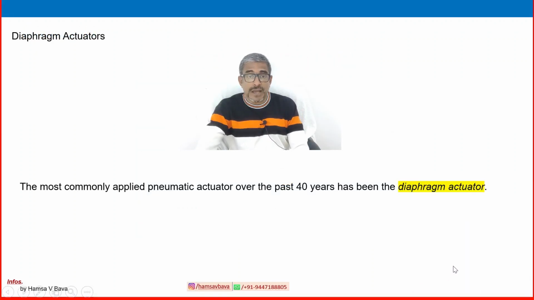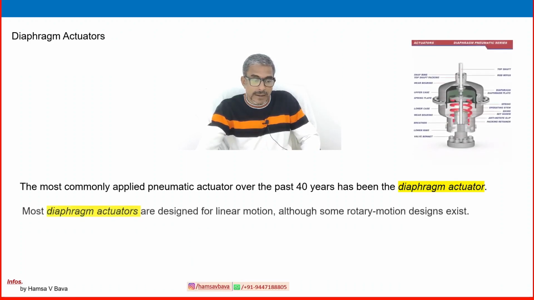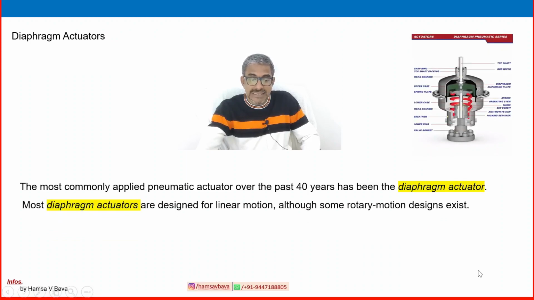Number one is diaphragm actuators. The most commonly applied pneumatic actuator over the past 40 years has been the diaphragm actuator. Most diaphragm actuators are designed for linear motion, although some rotary motion designs exist. You can see here, this area is the actuator, the diaphragm is here, and below that there is a spring. Some constructional details are provided in this picture.